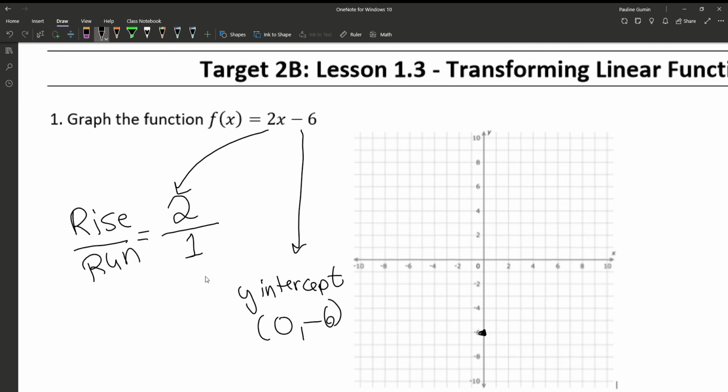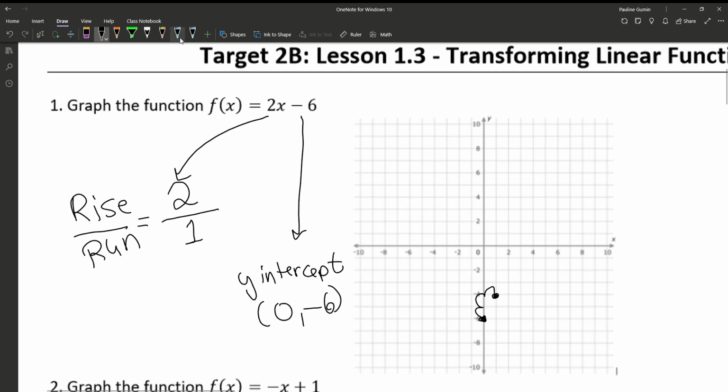Next, I'm going to use my rise over run to get a second point. According to the laws of geometry, we need at least 2 points to graph a line. So let's do it. Rise is positive 2 over 1, so we're going to go up 2 and to the right 1. And here we have 2 perfect points.